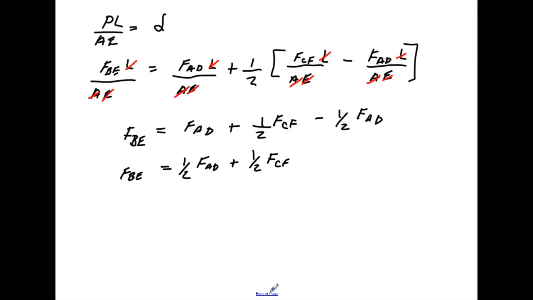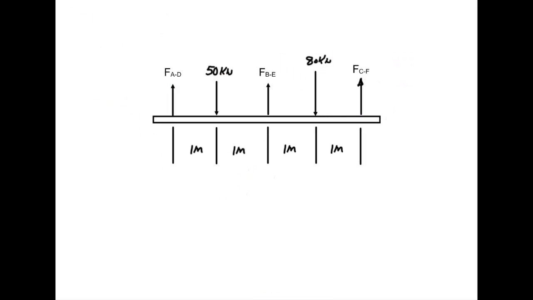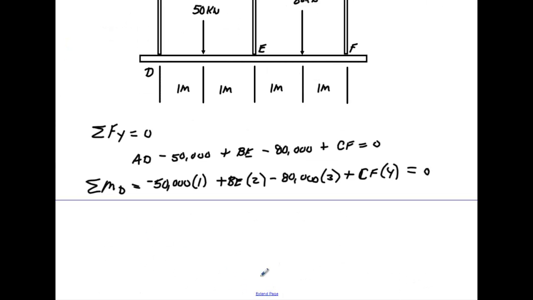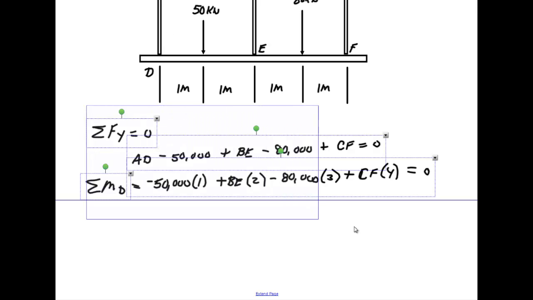Now let's extend this down, give ourselves some more room, and then we can make things a little cleaner. We could use this equation, but we can also say that 2FBE is equal to FAD plus FCF. Now let's go back to our earlier equations and grab these. So grab this, and we're going to bring this over and then solve.